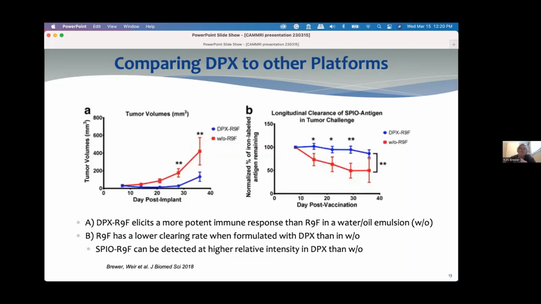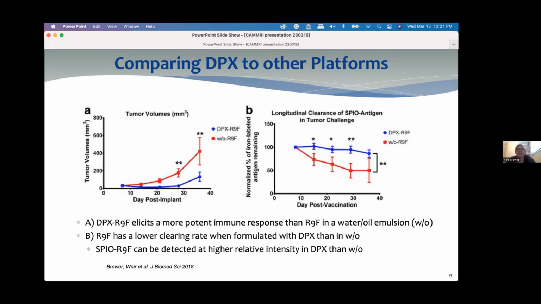So then the next thing we wanted to do is understand, how do other platforms work? How does this water and oil antigen combination work? So we did a tumor challenge as well as looking at the antigen clearance. And in this particular study, the DPX worked better. The mice that were treated with DPX had smaller tumors.